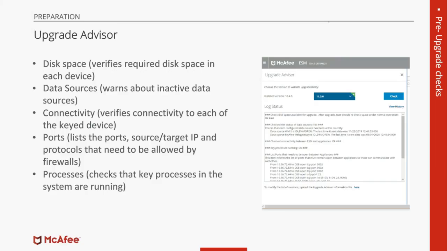It will also, which is probably the most important part for 11 especially, list all of your devices by IP and which ports they need to interact with one another through. So that's actually pretty huge and very helpful. If you're coming from 10.4, definitely run through the Upgrade Advisor. It will give you a nice list of things that you should double check. And finally, it will actually check the processes that should be running are actually running.